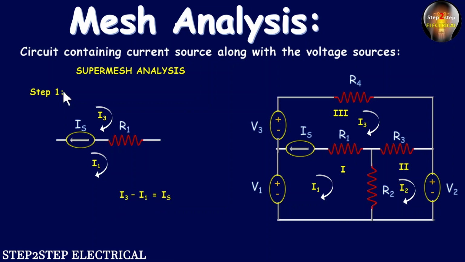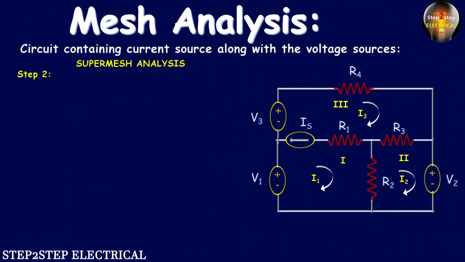At the very first step, what we have to do, we have to write this equation using the loop currents as well as the current produced by the current source. So we can easily write this equation, that is I3 minus I1 is equal to IS. Why I3 minus I1? Because here this IS current is in the direction of I3. This equation is the first equation. Okay, so let's move ahead.